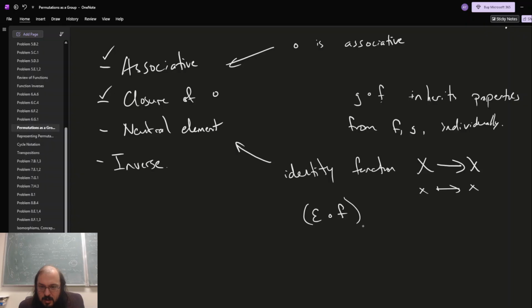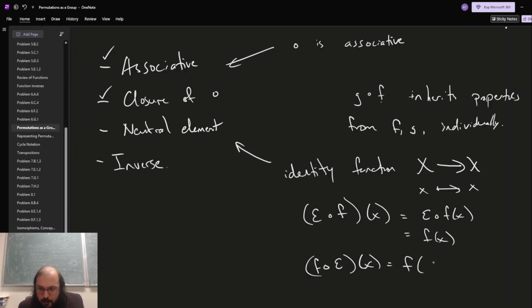We can see that this is an identity because if I evaluate the identity composed with f on any particular x, that gets me the identity applied to f of x, and the identity does nothing, so you get f of x. Similarly, if you have f composed with the identity of x, then this gets you f of the identity of x, and the identity does nothing. So again, just f of x. So it's a two-sided neutral element as required.